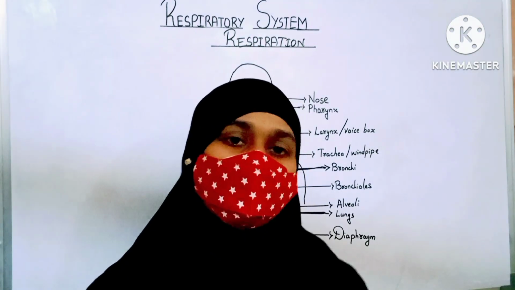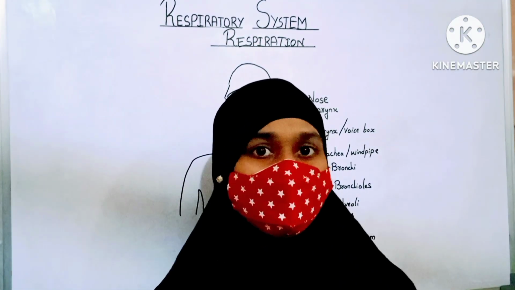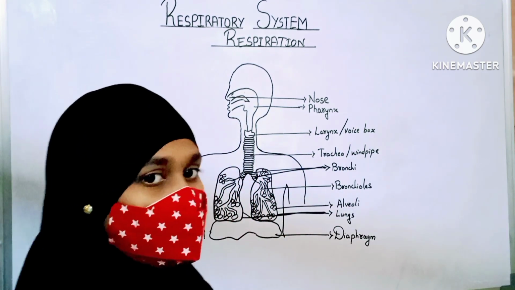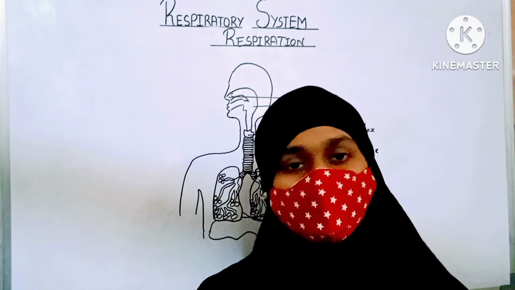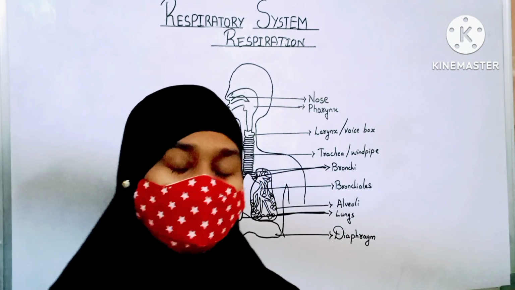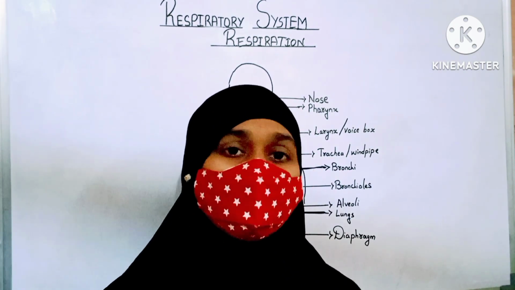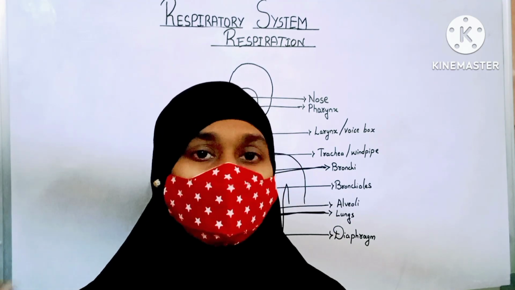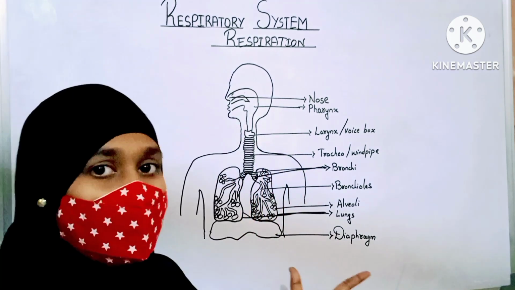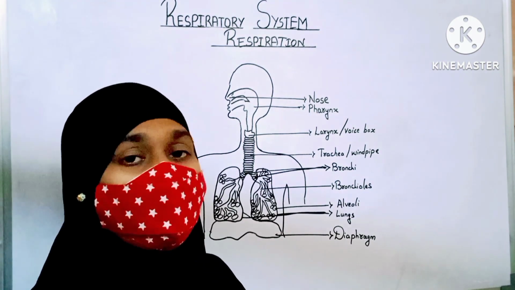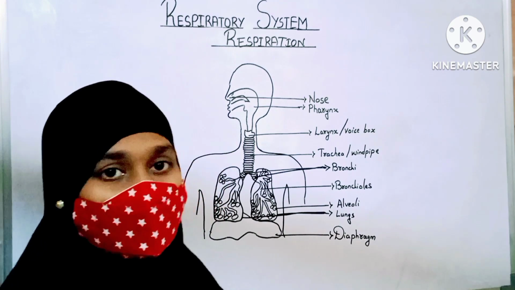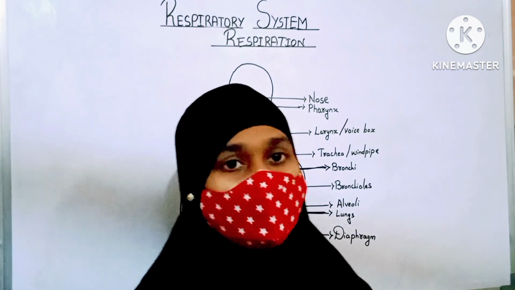Hi everyone, today let us learn the process of respiration in the respiratory system. There are two major steps in respiration. The first is the exchange of gases, oxygen and carbon dioxide, between the atmosphere and the lungs. And the second is the release of energy from the breakdown of food in the cells. Let us study briefly about it.